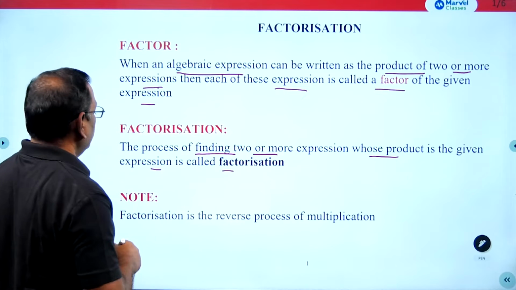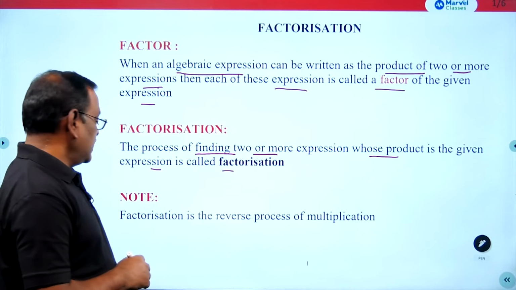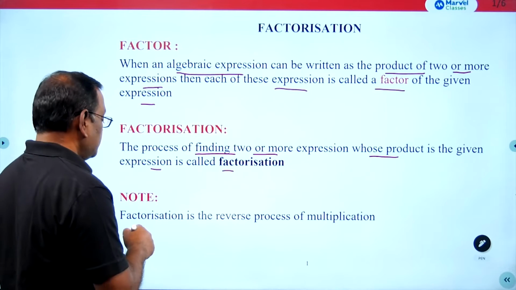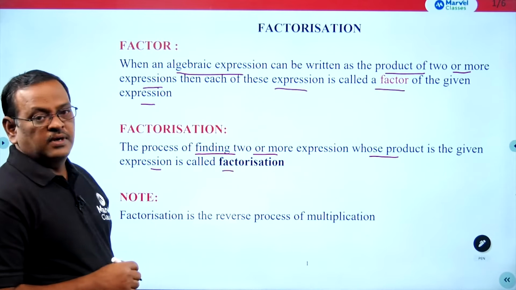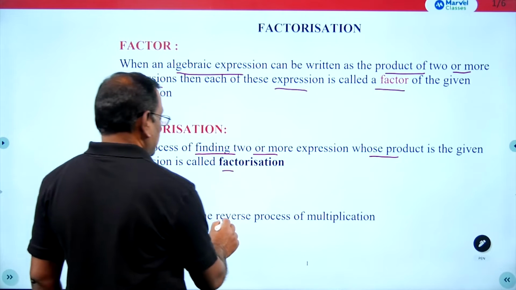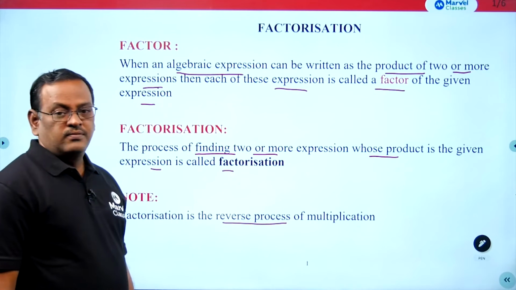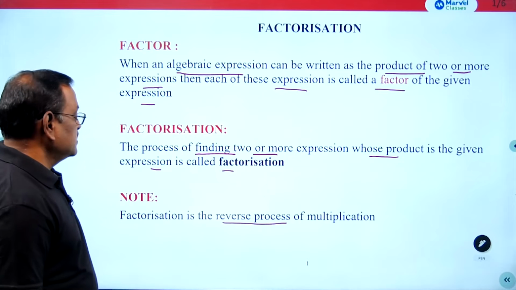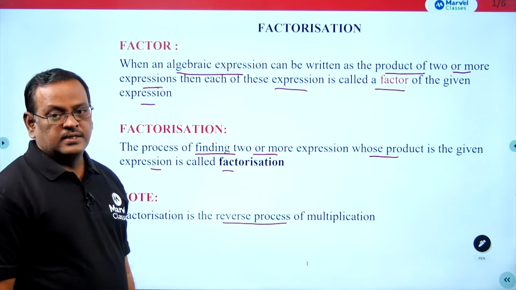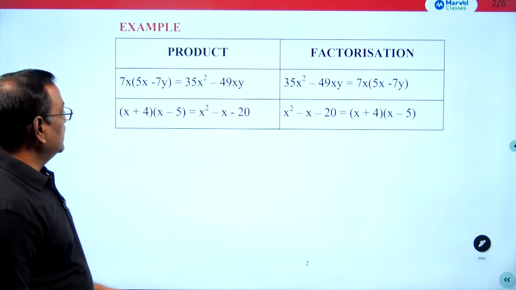So what is the meaning of factor, what is the meaning of factorization, and what is the difference between factorization and multiplication? Both are reverse processes. Factorization is a reverse process of multiplication. I will give a small example.